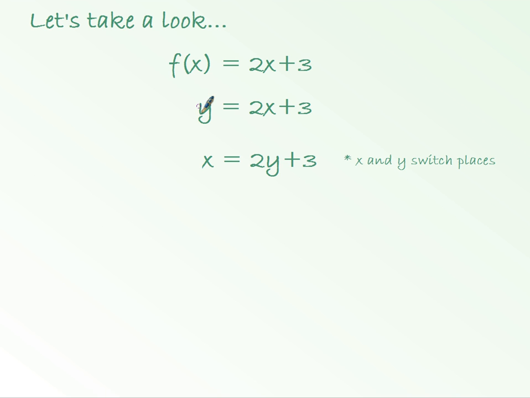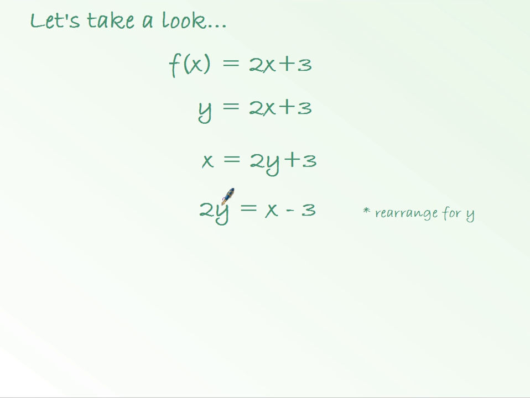So let's take a look at what that looks like. We're going to start with an original function of f of x equals 2x plus 3. I'm going to change f of x back to y. I'm going to then change the x and the y placement, right? My x becomes y, my y becomes x. Then we're going to isolate y, right? I'm going to subtract 3 to the other side to start to get y by itself. Then I have 2y equals x minus 3.